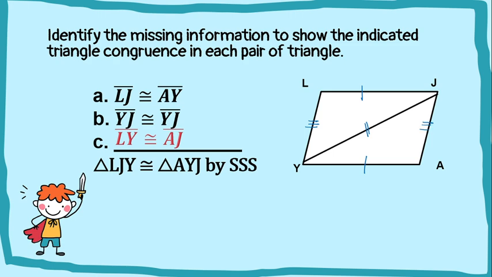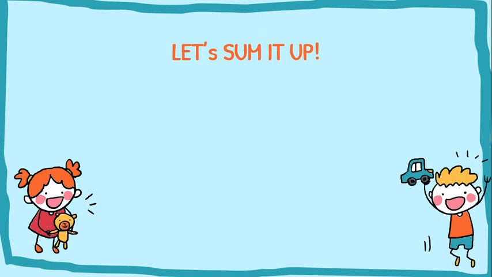So, mahalaga pa rin yung order of vertices. So, wag kakalimutan nyo na. So, kung ang inuna mo ay YL, kailangan ang kanyang congruent side ay JA. Next, that's all. So, those are the included parts of triangle and the triangle congruence postulate.